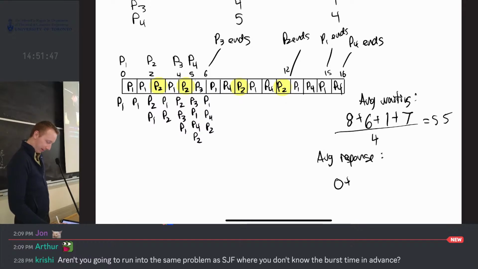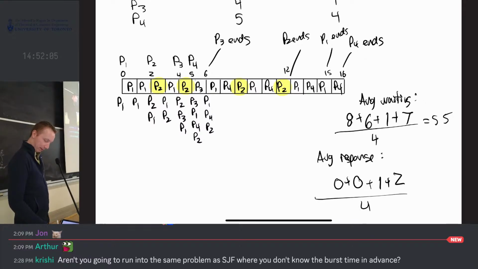0. Right, it started executing immediately. What about for P3? 1. I saw at least 1. What about for P4? 2.